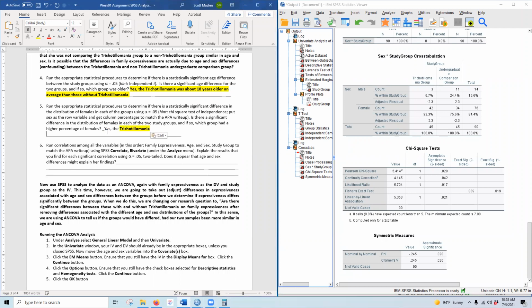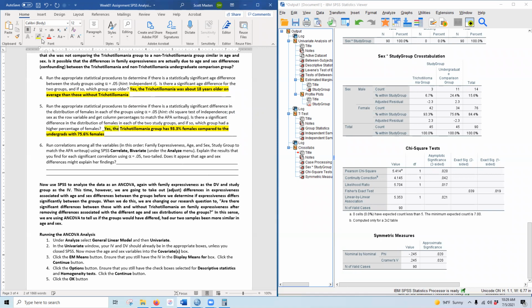Did I still get it saved? Nice. Trichotillomania group had 93.3% females. Oops, not dollars, females. Nope, not that either. There we go. Females, compared to the undergrads with 75.6% females. So we have an age imbalance. We have a gender imbalance.